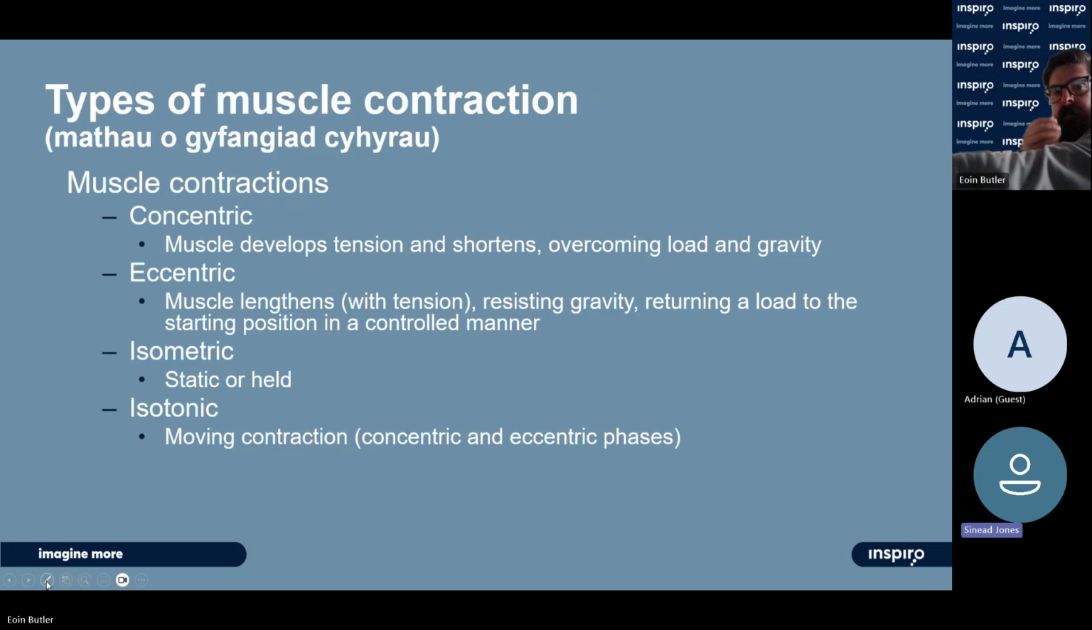So with a bicep curl, it is isotonic because you're doing both of them. Yes. Okay, because you're doing both.